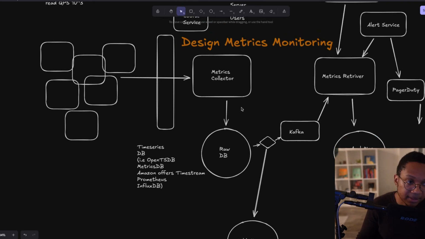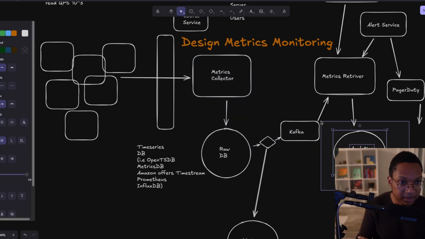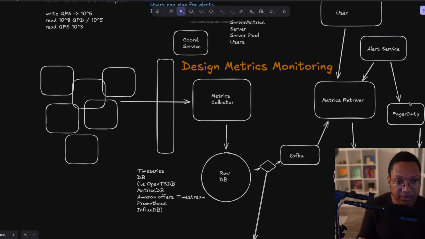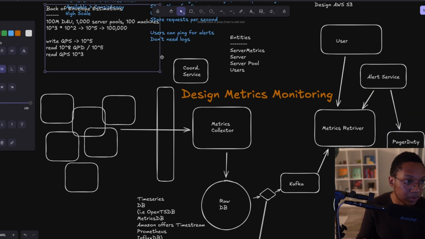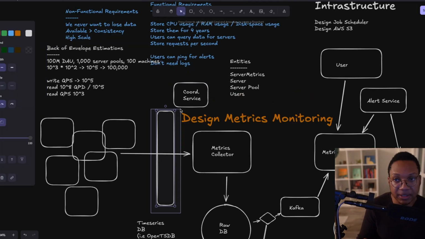And hopefully, again, the big thing with this is that we understand how to use Kafka. We understand the idea between raw and analytical data. We understand what cold storage is and how to use it. We understand how to use alert services and connect to other services. And we know coordination services. We know how to do back of the envelope estimations, how to use load balancers, and so on.